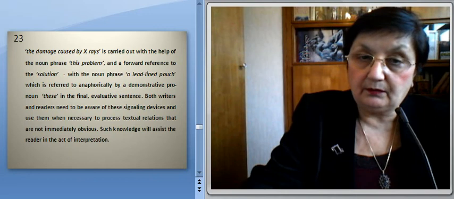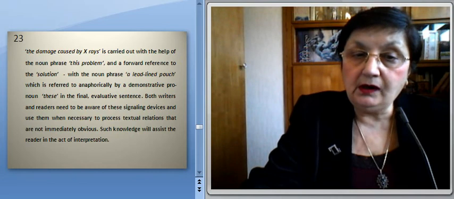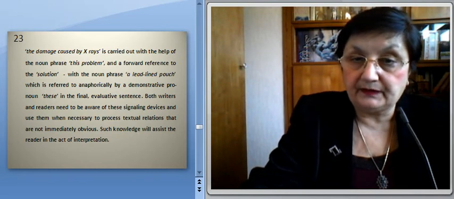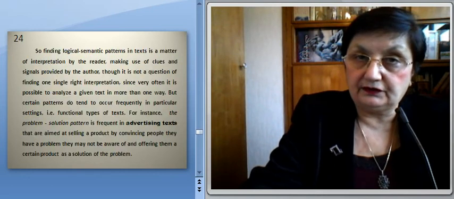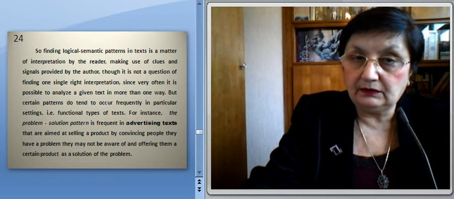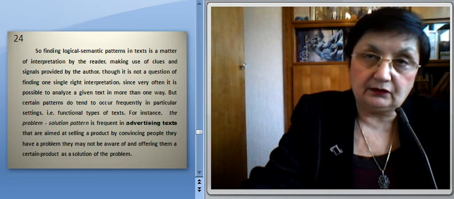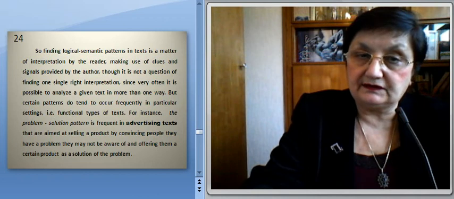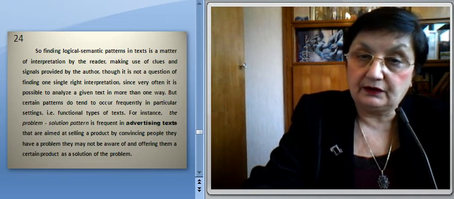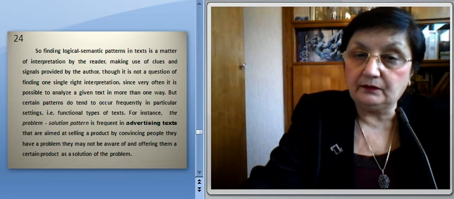So, finding logical semantic patterns in text is a matter of interpretation by the reader, making use of clues and signals provided by the author, though it is not a question of finding one single right interpretation, since every word is ambiguous and very often it is possible to analyze a given text in more than one way. But certain patterns do tend to occur frequently in particular settings, that is, functional types of text.